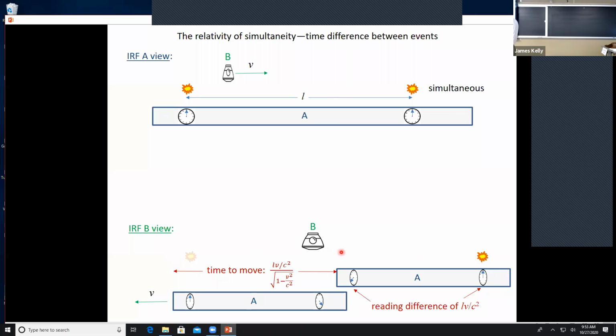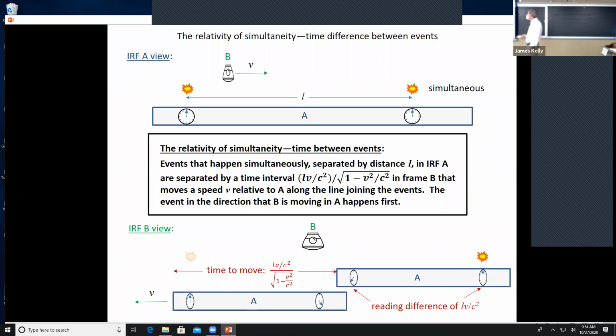And the answer is, in B, the clock readings have to change by LV over c squared. That's a change in clock reading. So B has got to see the one that's lagging behind advance by LV over c squared. But that's not how long B has to wait, because those clocks are running slowly. They're moving with respect to V. So we've got to apply that time dilation formula to it. If this is the reading that's going to tick off on the clocks, then gamma times that is how long we have to wait.